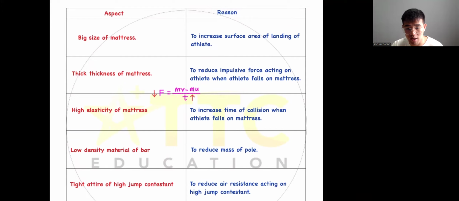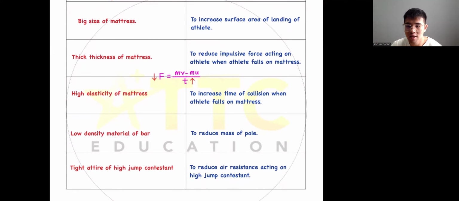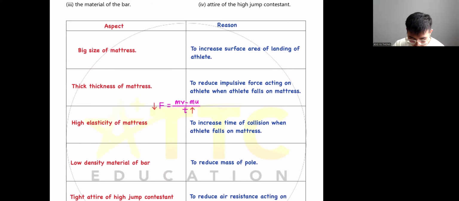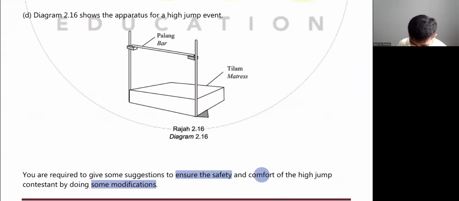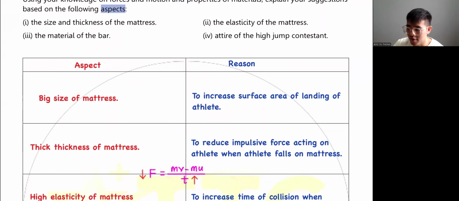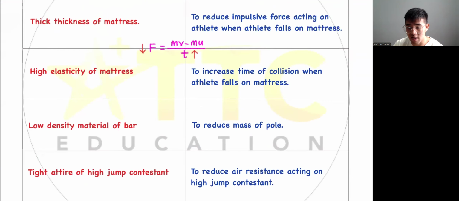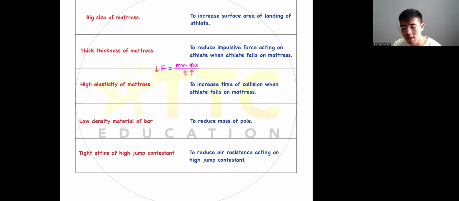So last time, for example, you had to write the complete sentence: the setup of the high jump event mattress has to be big size. You had to write a sentence, in a paragraph. But nowadays they changed it, because teacher and student both don't like it. Teachers don't like it because some students' writing is very small and ugly.